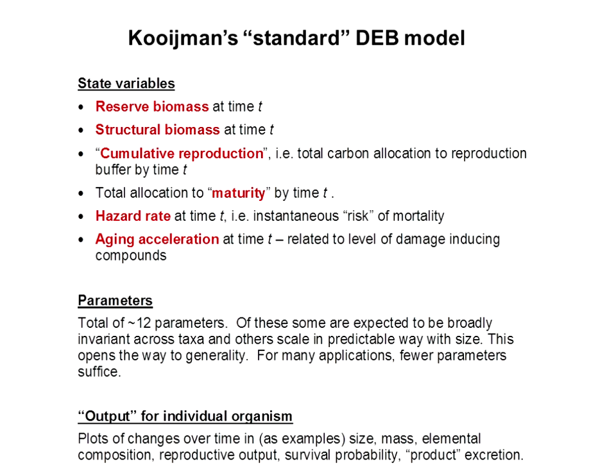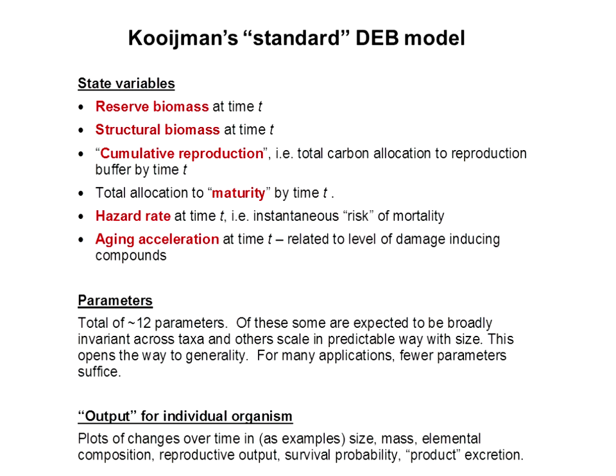The model has, in its full form, 6 state variables. So an organism is characterized at any given time by 6 numbers. The first 4 relate to the compartments you've seen in the previous model: the amount of reserve biomass, structural biomass, the total amount of energy or material that has been committed to reproduction, and a metric called maturity that relates to the state of development of the organism.